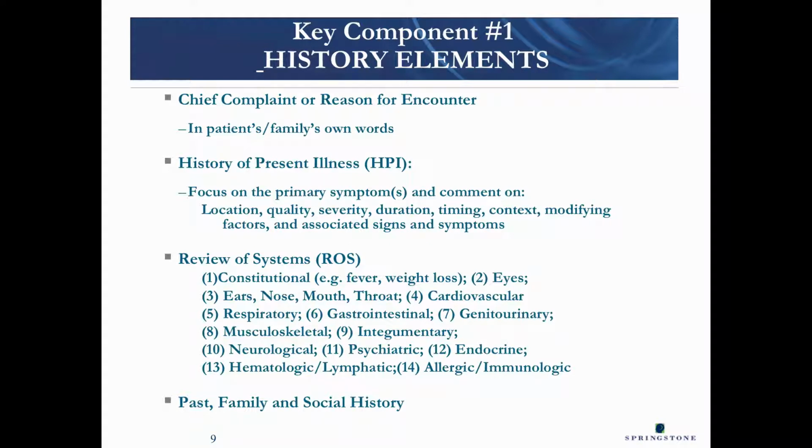The next part is a medical system review. There are 14 systems listed here, and CMS and other payers consider a complete system review to be any 10 of these systems. And we'll talk in a minute about how you can document that. And then the 4th part of a history is the past, family, and social history.